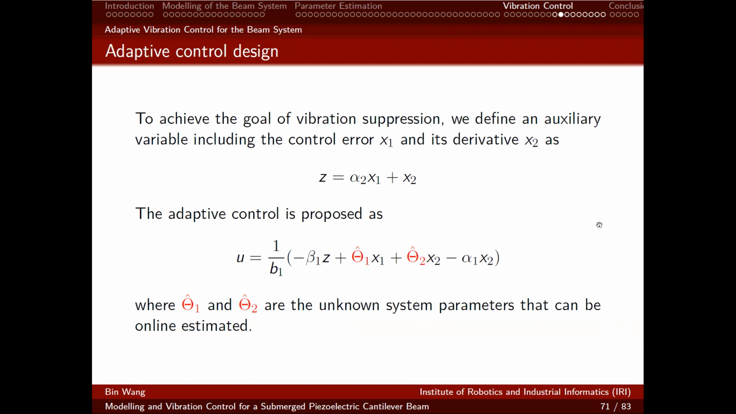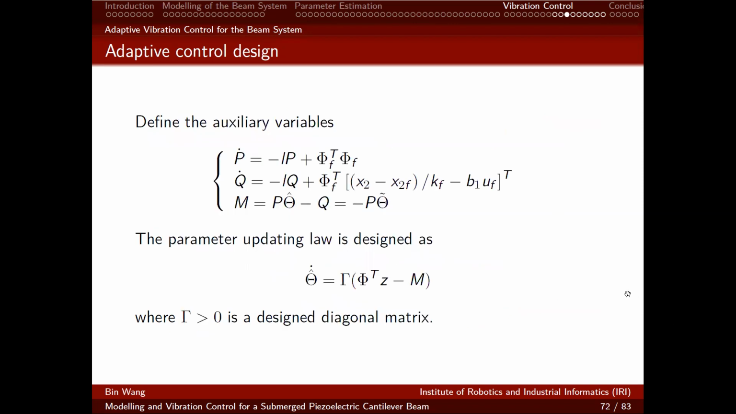To achieve the goal of vibration suppression, we define the auxiliary variables, including the control error x1 and its derivative x2. Then we can design the adaptive control law by using the estimated parameters. These two parameters can be estimated online using the following auxiliary variable and the parameter updating law.